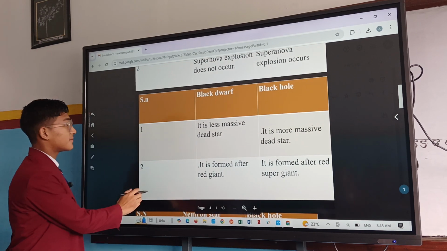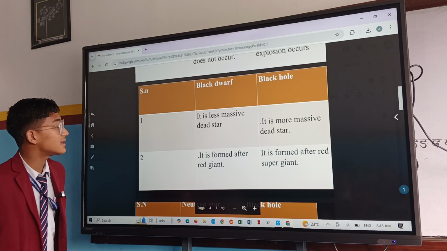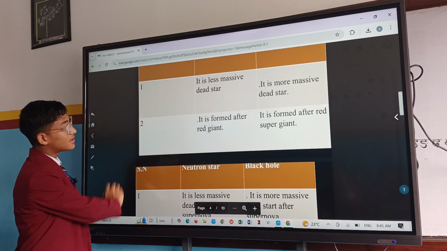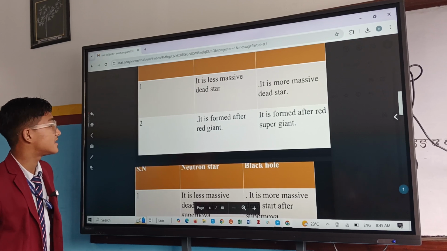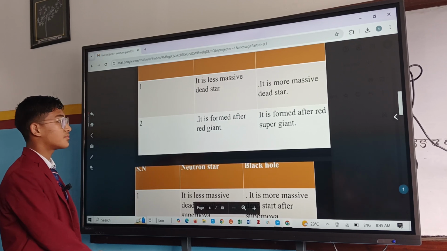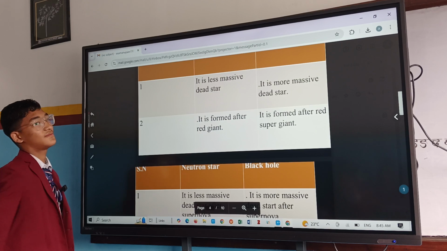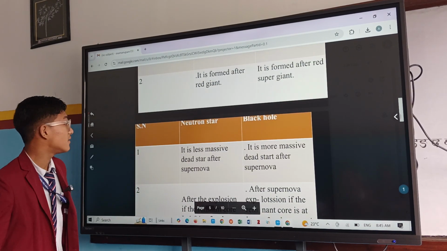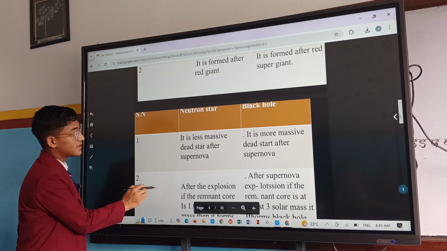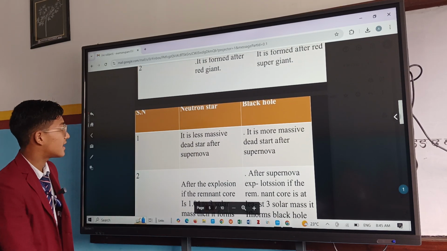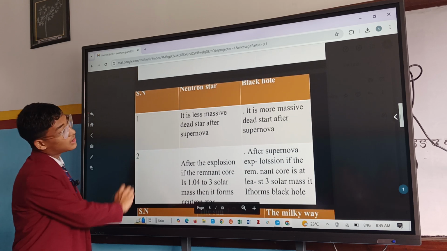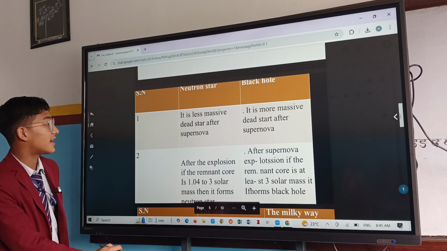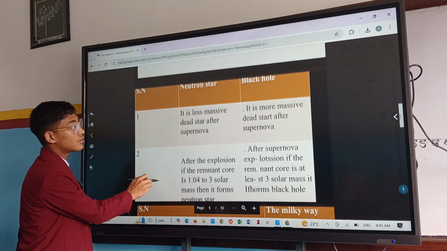It is a less massive dead star. It is a more massive dead star. It is formed after a red giant. It is formed after a red supergiant. Formed after supernova are the neutron star and black hole. The neutron star is a less massive dead star after supernova. The black hole is a more massive dead star after supernova.